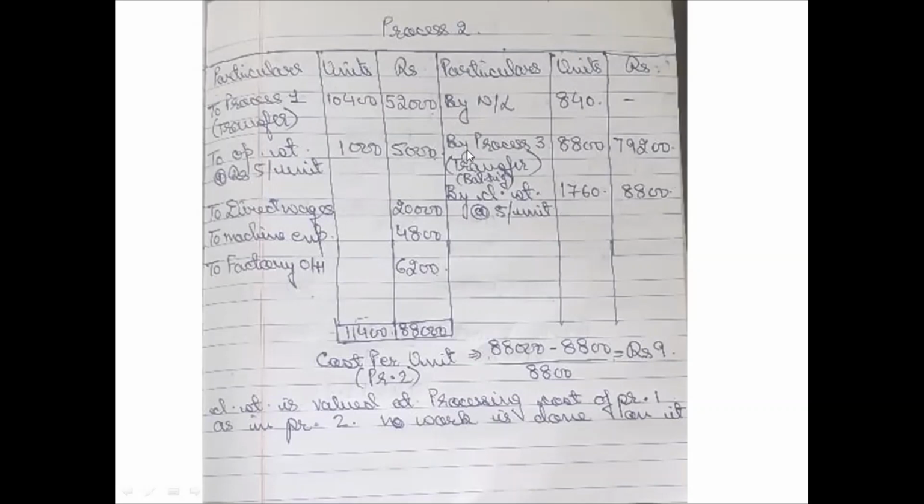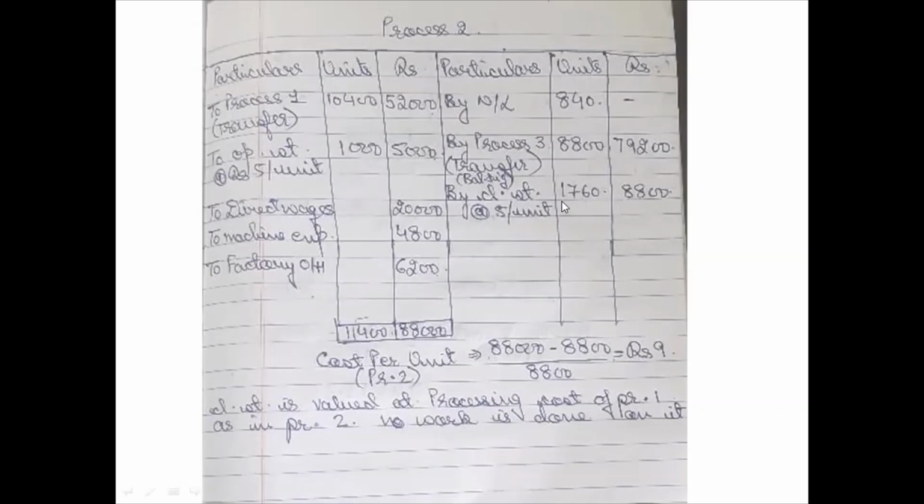Now, how much we are going to transfer to process 3? The amount is going to be determined with the help of calculating first of all the input quantity. The input quantity is 10,400 plus 1000. So all in all, we are having the units input as 11,400. Out of these 11,400 units, how much is the loss quantity? 800 by normal loss. And how much still remain in the process is 1760.